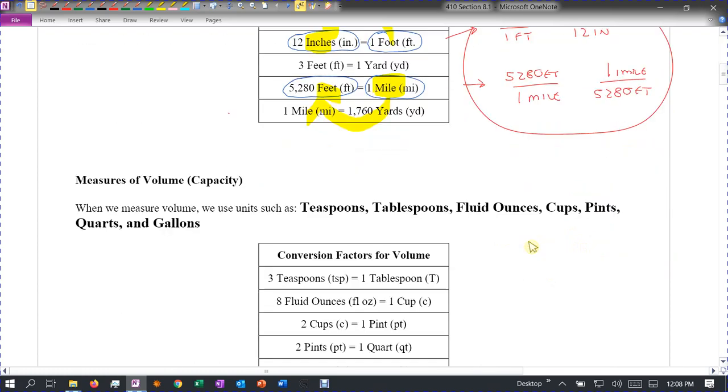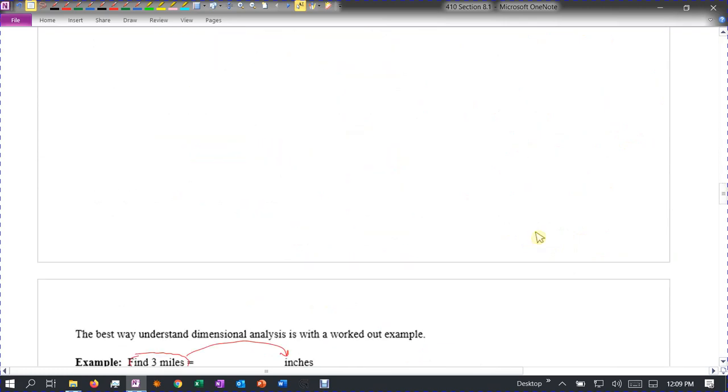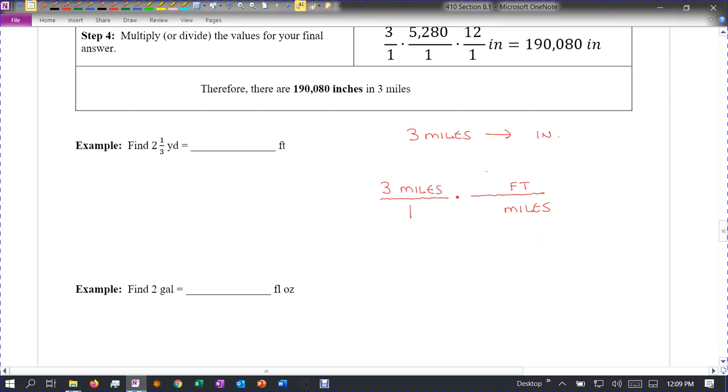So that's the one I need to copy down here. I need to use that conversion factor to say 5,280 feet are in 1 mile. And now what I can do is cancel out the miles. And now I have feet. So if I were to multiply these fractions straight across, I would know how many feet there are in 3 miles. But I'm not done because I want to go to inches.